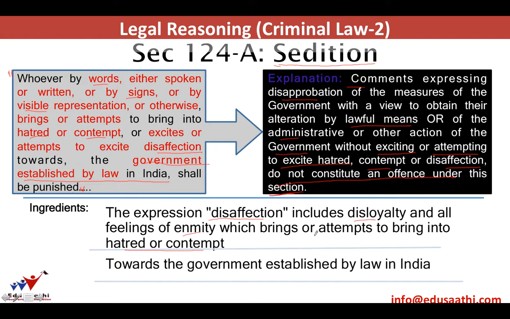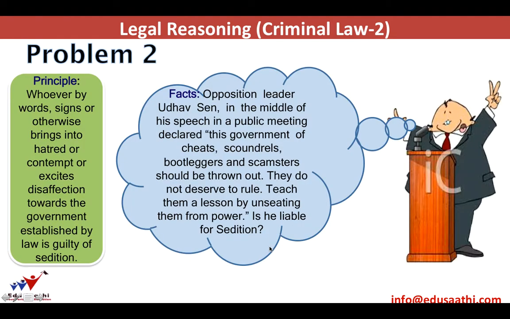So there must be such words or such expression of disaffection which is attempting or bringing disaffection or hatred against the government of India in this case. So it would amount to sedition by any means, be it words, written words, signs, or visible representation. All those kinds of methods used would amount to sedition. Let's take a problem. Principle is the same.